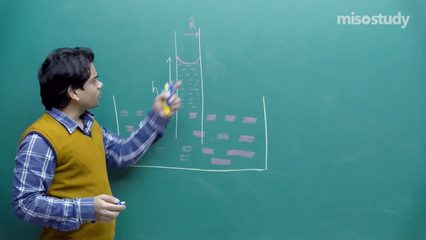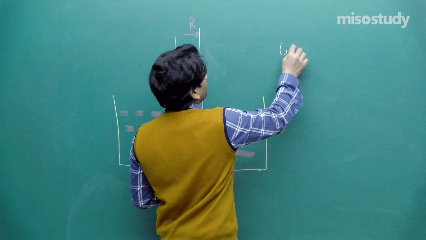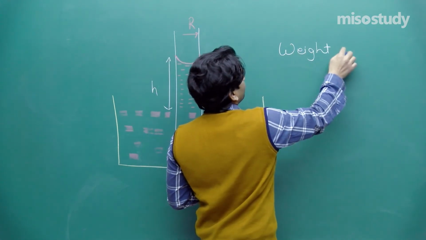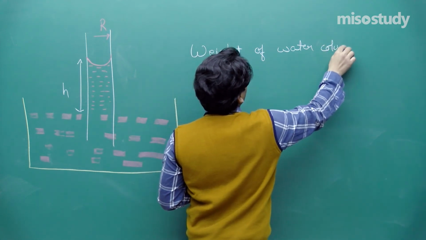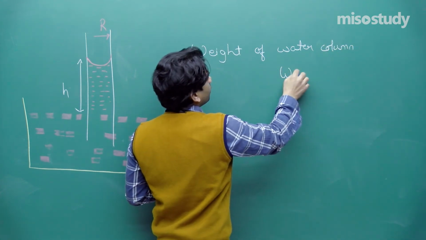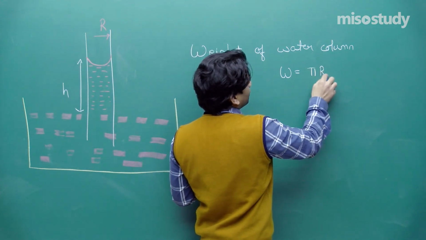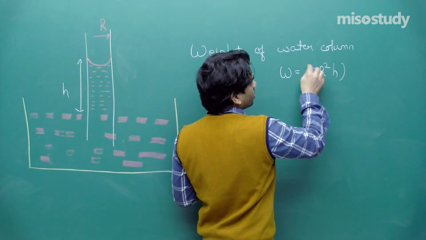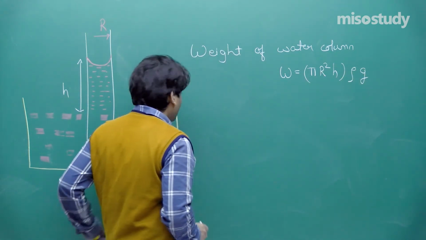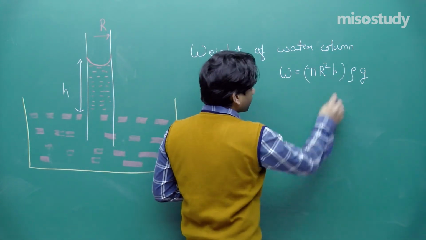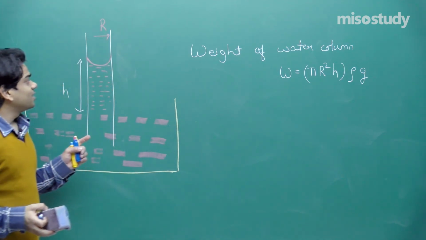Now first of all, let me talk about the weight of the water column that is here. The weight of the water column in the capillary tube will be given as W, which will be equal to volume into density into gravity. So volume will be given as pi r square h, volume into density into gravity. So we got, this is the weight of the water column in the capillary tube, pi r square h into rho into g.